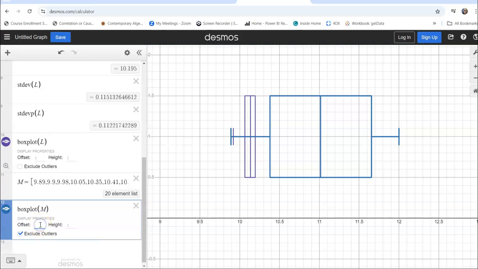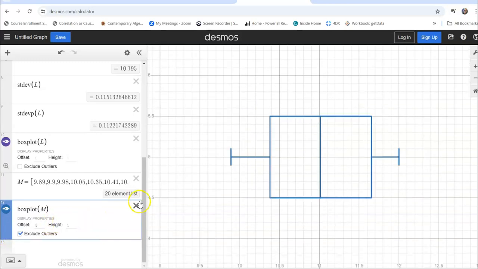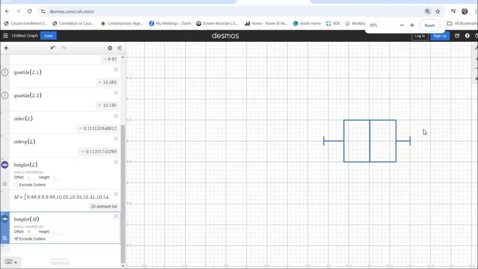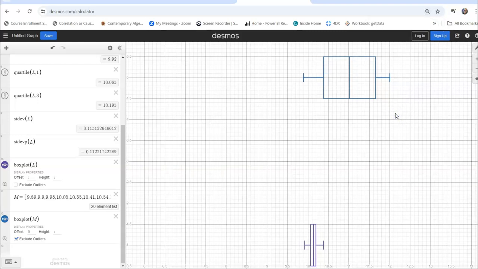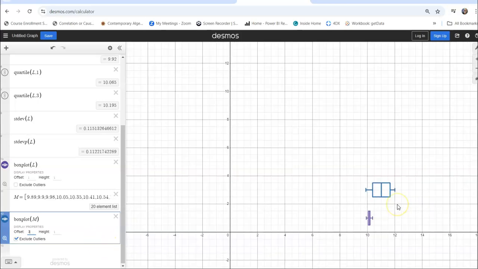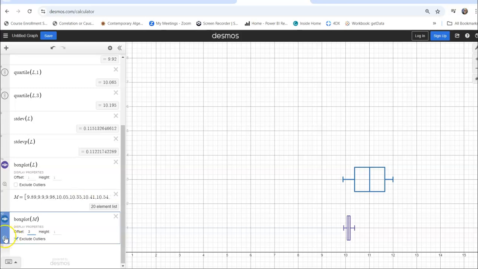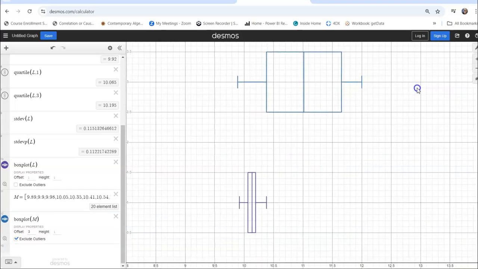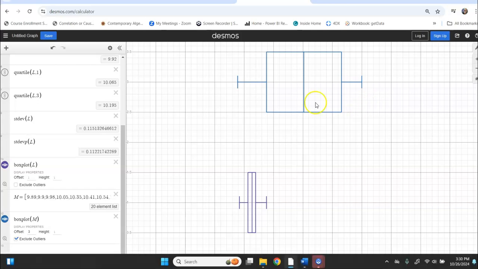And notice it's right on top of each other, but I want to zoom this one so that they're together. I'm going to change the offset to 5, or maybe, let's see, now I want to zoom out a little bit. And so now maybe I don't want 5, let's go maybe 3. And so now they're sort of on top of each other, and you can see them one on top of the other and compare them that way as well.